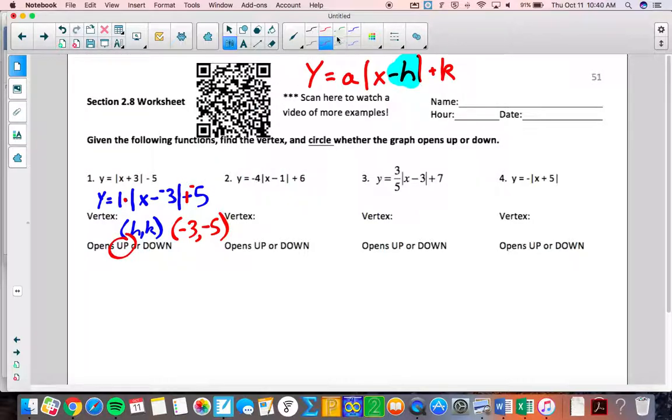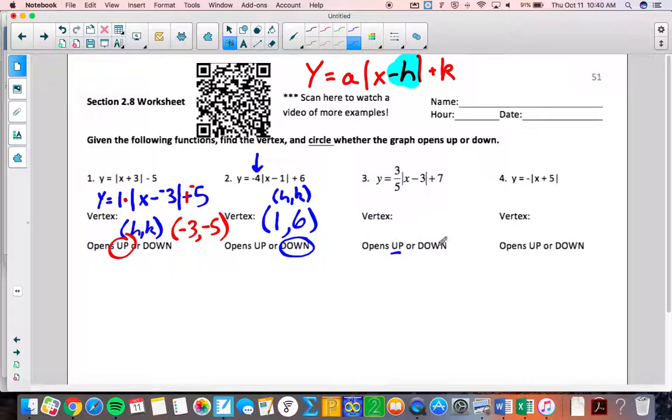Next one. This is already written with subtraction. So let's see here. There is my multiplier out in front. There's my a value, and it's negative, so it's going to open down. My vertex is h comma k. So what's my h value from the mother function? What value is being subtracted from x? 1 is being subtracted from x. What value is being added outside of the parentheses? 6 is. Good.